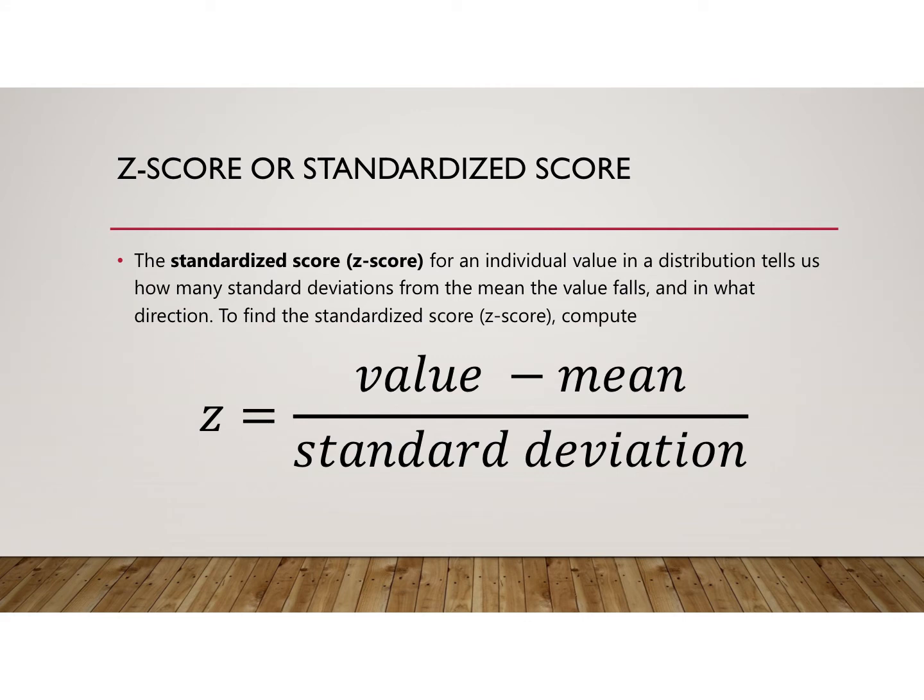So, yes, definitely write this down. The z-score, also known as a standardized score, for an individual value in a distribution tells us how many standard deviations from the mean the value falls, and in what direction. A positive z-score is above the mean. A negative z-score is below the mean.